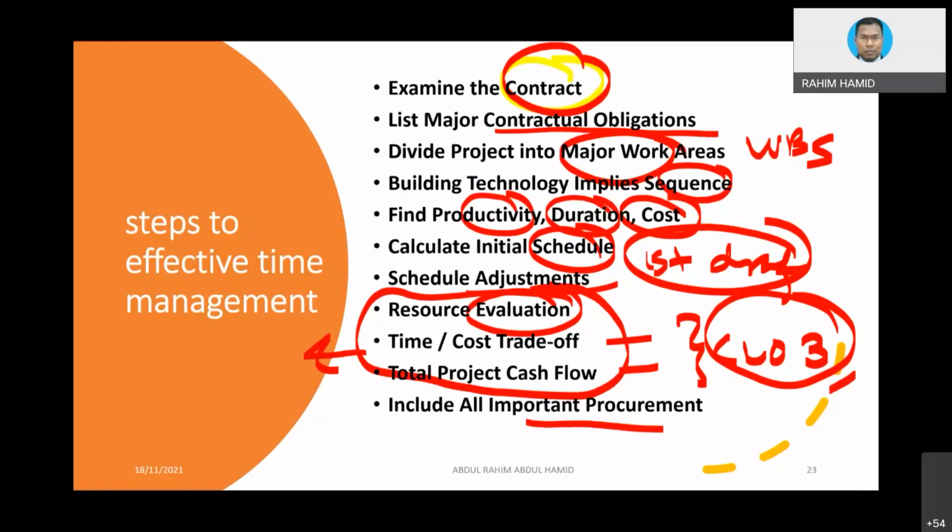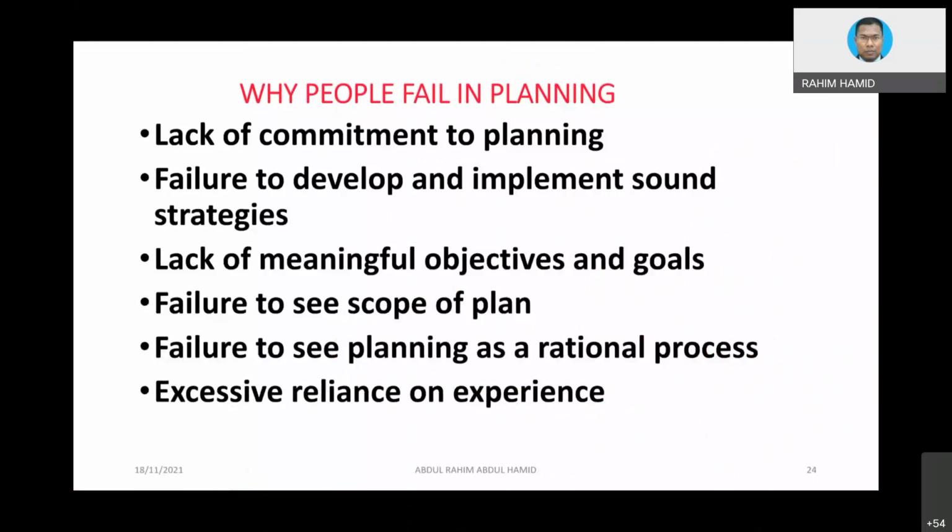Include all important procurement. Sometimes procurement, which is basically the purchasing of material, could influence our project. Some projects are sometimes delayed due to procurement issues. We simply cannot get the material, especially during COVID time. Even after COVID, well, we still have COVID all around the world anyway. So the production is not yet at full capacity. That's why we can see nowadays all the construction material prices have skyrocketed.